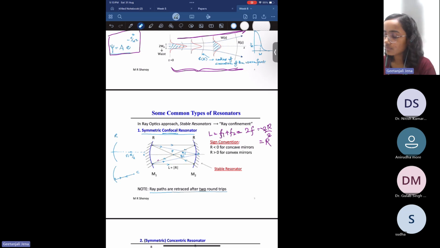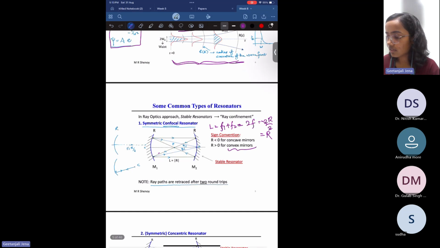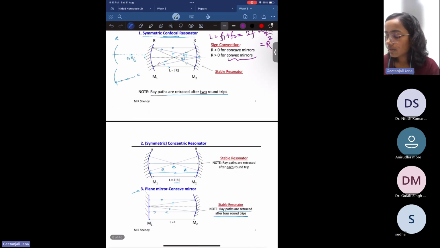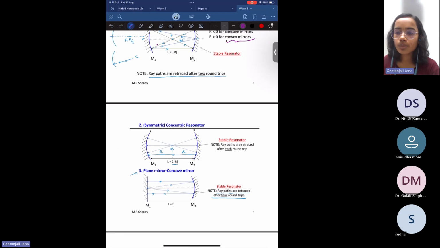So that is why we say in this symmetric confocal mirror resonator, after two round trips, the ray will retrace the path. And there are some sign conventions that we'll use to solve the ray transfer matrix. The value of R, the radius of curvature, for the concave mirror is less than zero, and for the convex mirror, it is greater than zero. So these are some sign conventions. There are some more sign conventions we'll see in the next few slides. So this was all about the symmetric confocal mirror resonator.